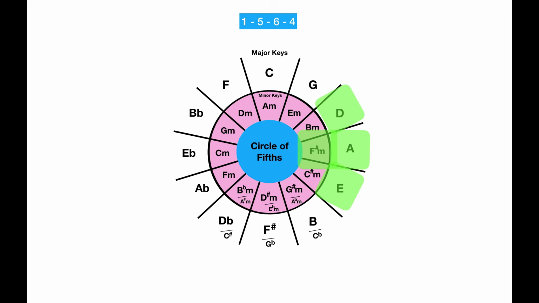So if there's a song written in A flat major, for instance, we know that directly to the left of it will be the 4 chord, directly to the right of it will be the 5 chord, and directly beneath it will be the relative minor, which is the 6 chord. So this pattern works all the way around the circle.